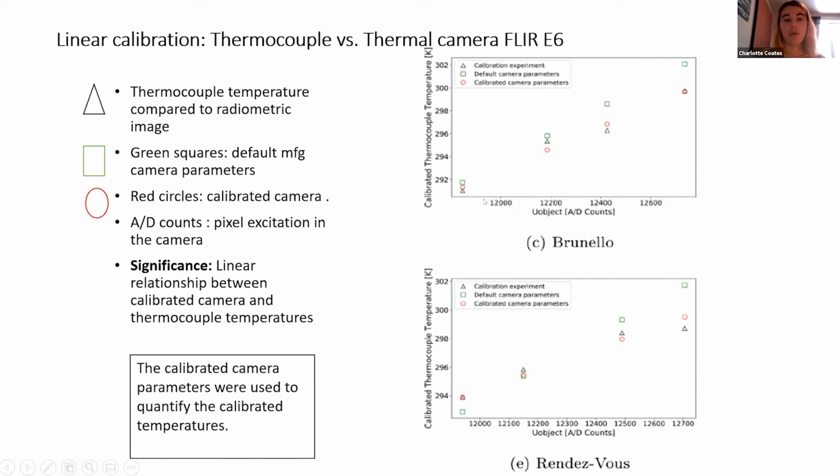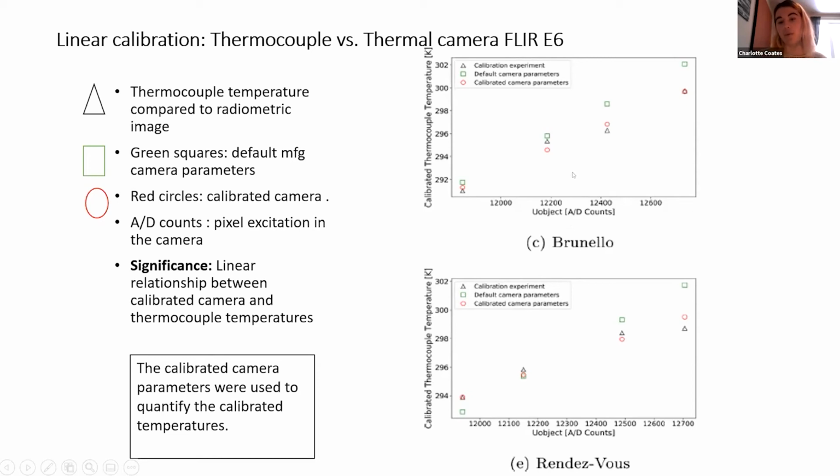So you can see that the red line, which represents the calibrated camera, is actually a lot closer to the thermocouple temperature than the default camera, where you can see, especially towards the higher end of the temperature scale, there's more drift of the camera to be overestimating the true temperature of the material.